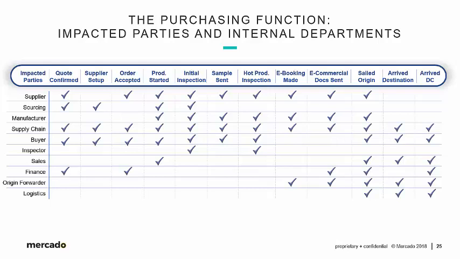In fact, let's have a look at the origin forwarder. Interesting to note, we don't see a lot of check marks in the first cells because a lot of that is between the importer and the supplier. Sure, the forwarder can get involved in some of these things, but the forwarder creates value when the goods are ready to move. That's why we see the check marks on the e-booking, e-commercial documents sent.